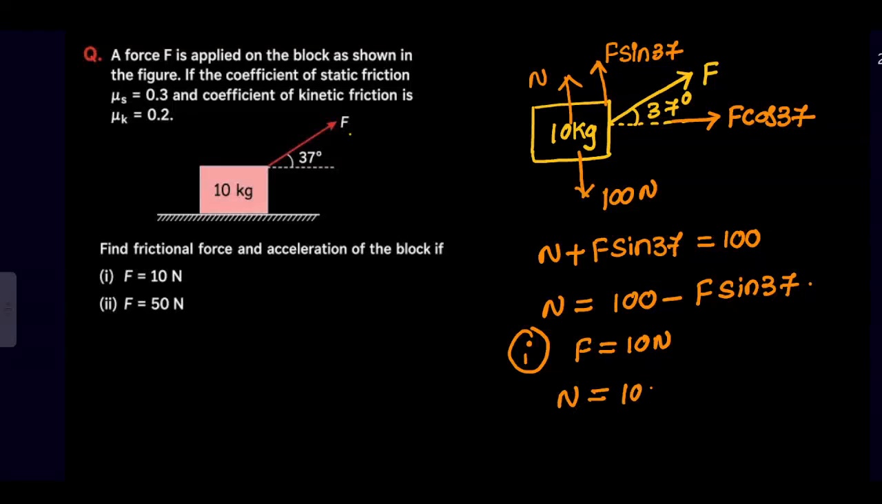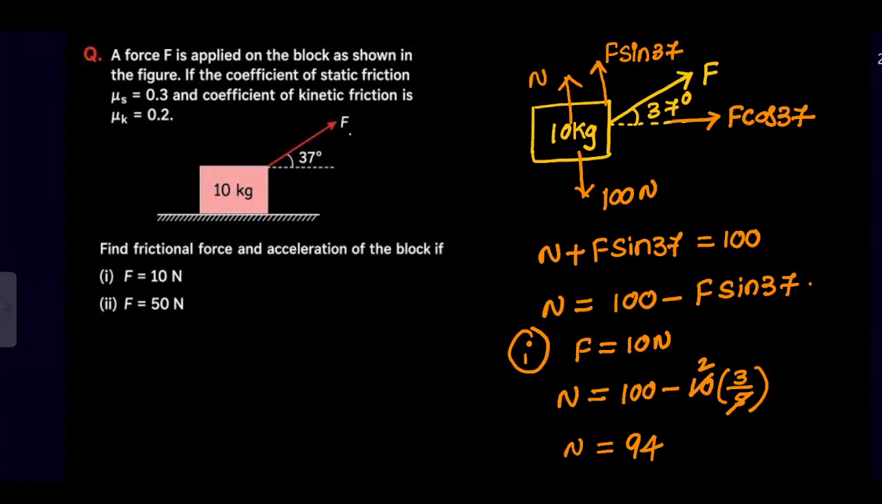N is equal to 100 minus F sin 37, which is 10 into 3 by 5. So how much will the N value come to be? 5 twos are 10, minus 6, that means 94. 100 minus 6, so we have 94 newtons. This is the normal reaction. We need to find the limiting friction in this case.